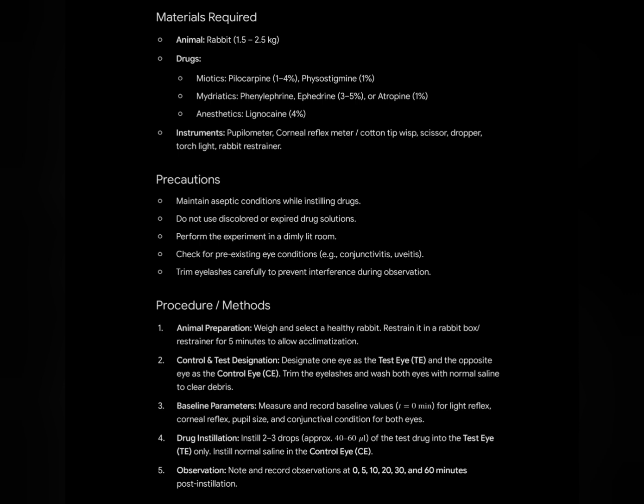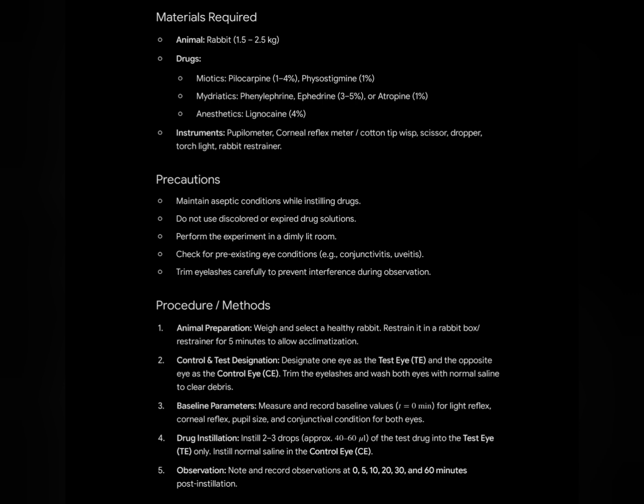Procedure and methods: first, animal preparation. Select a healthy rabbit. Restrain it in a rabbit box restrainer for 5 minutes to allow acclimatization. Second is control test designation. Designate one eye as the test eye and the opposite eye as the control eye. Trim the eyelashes. Wash both eyes with normal saline to clear debris.